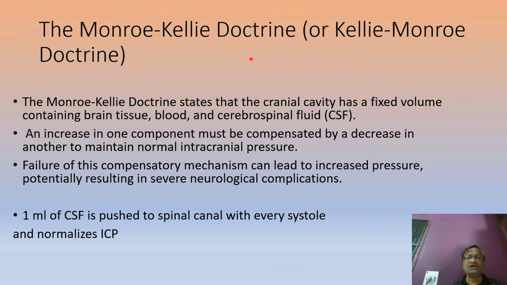The Monroe-Kelly doctrine states that the cranial cavity has a fixed volume. It has brain, blood, and CSF. Blood has got arterial and venous. Something increases, something has to decrease to maintain the normal intracranial pressure. That is called the Monroe-Kelly doctrine. Failure means danger. 1 ml of CSF is pushed to the spinal column with every systole and normalizes ICP.